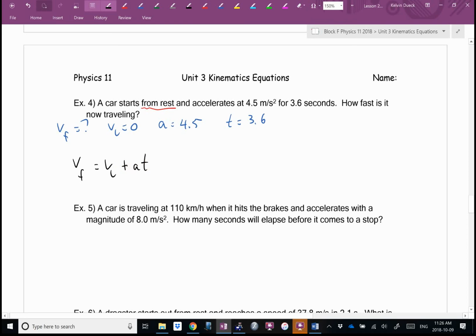What are we trying to find? Don't overcomplicate it. What are we trying to find? Is the vf by itself already? If not, I would rearrange this equation rather than memorize a bunch of different versions of the equations. So it's going to be 0 plus 4.5 times 3.6.